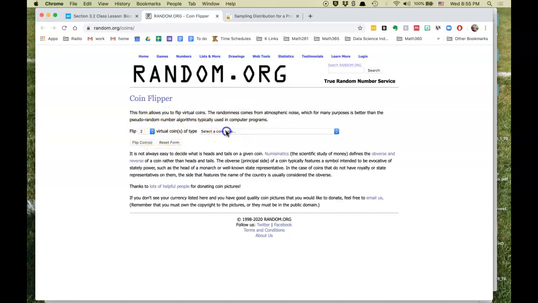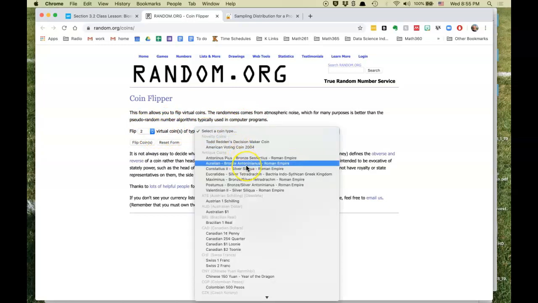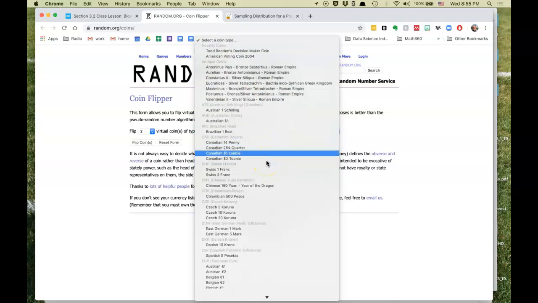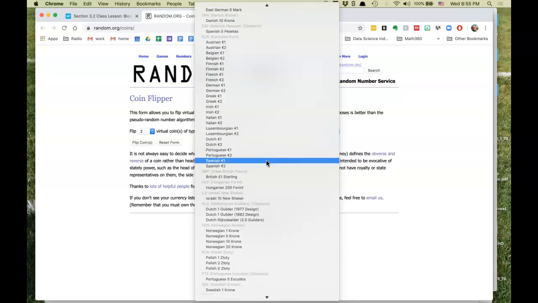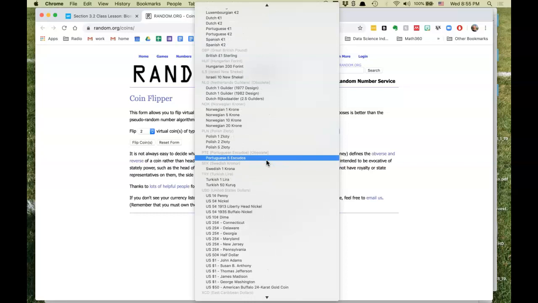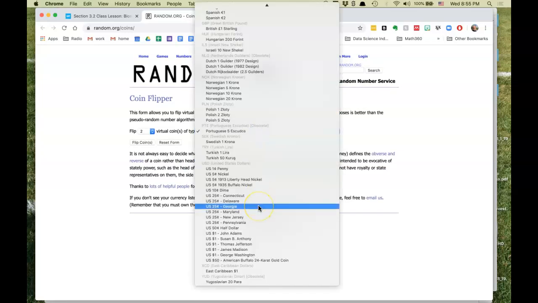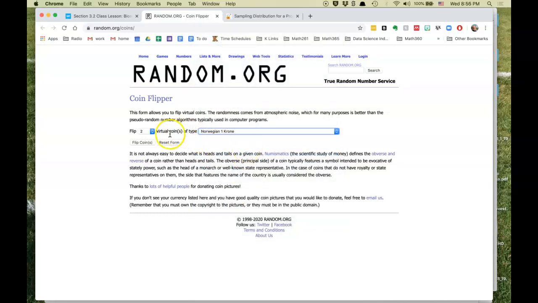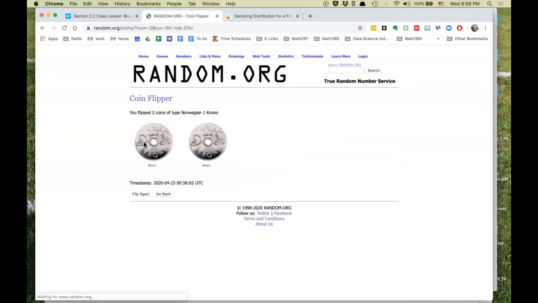So we can flip a couple coins, and you can look down through maybe your travels or historic interests or whatever you might be interested in and pick a coin that looks good to you. Let's see. I'm not seeing the one that I'm most familiar with. Let's see. So I'll go with my ancestors' roots and take a Norwegian krone and see what that looks like. Flip a couple coins. So it looks like I've got tails, reverse, flip again, and flip again. So then I got heads.